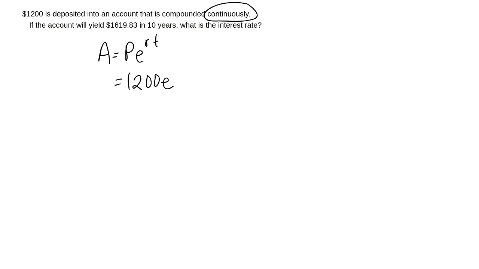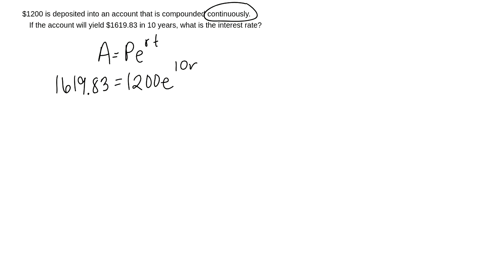This time we don't know the interest rate, but we know that the time is 10 years, so I'm going to put in a 10 for the T. But we don't know the rate, so we're going to leave that as an R. You can write it as R10 or 10R, but typically we put the number before the variable. We know that this account is going to yield $1,619.83, so that's what's going to go on the left side of the problem.